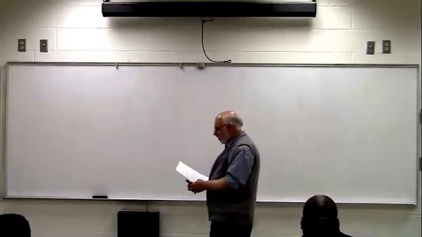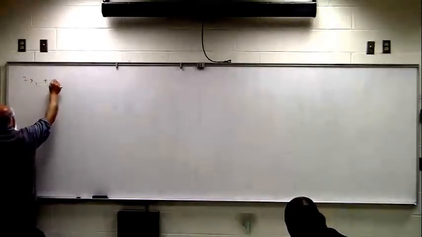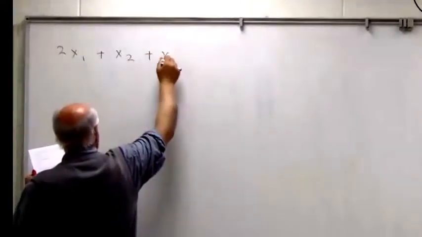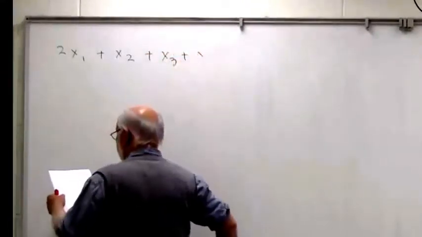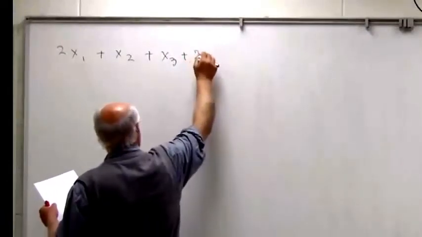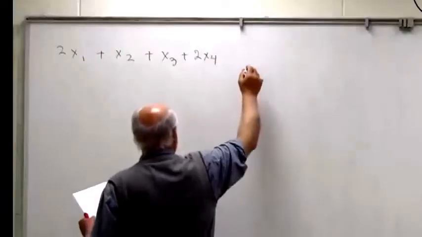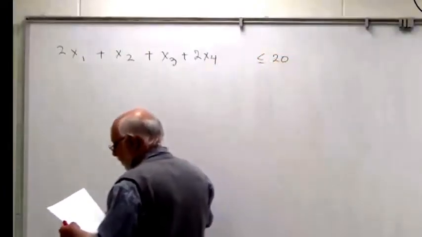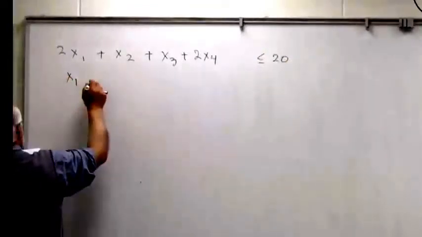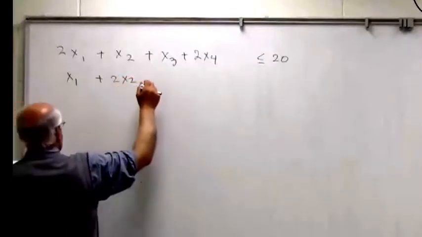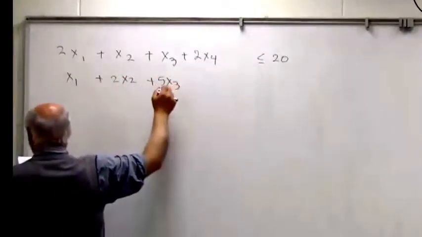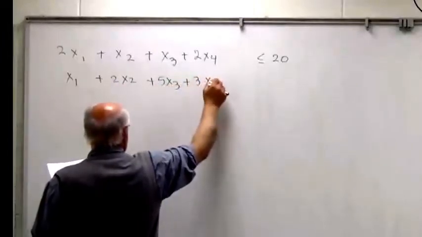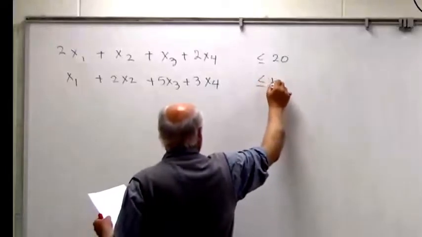The problem that I have selected to work with is given in this handout, and I'm going to write that problem. It is in the form of 2x1 plus x2 plus x3 plus 2x4 less than or equal to 20. The next one is x1 plus 2x2 plus 5x3 plus 3x4 less than or equal to 15.